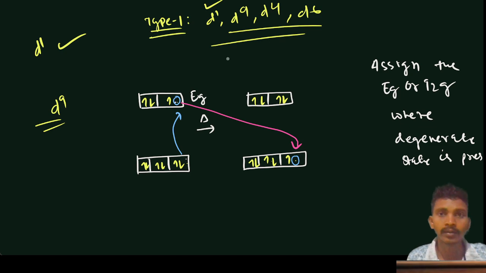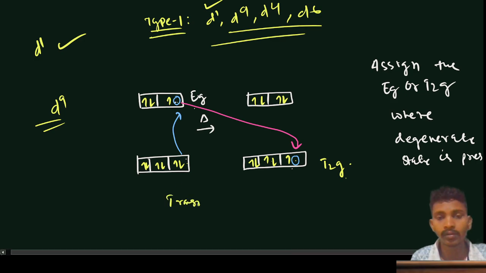Okay, so here the degenerate state is present, so I will assign here T2G, because this is triply degenerate, that's why T2G. Here this is doubly degenerate, that's why I assign EG. So all transitions happen from EG to T2G. So here to here, all have transition. Transitions happen from EG to T2G.